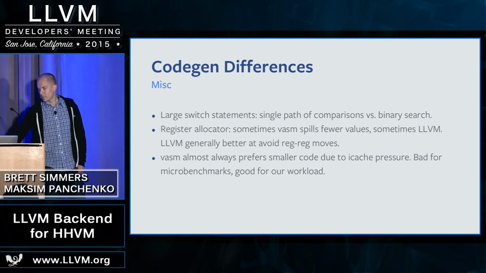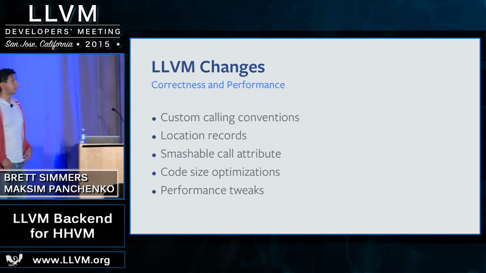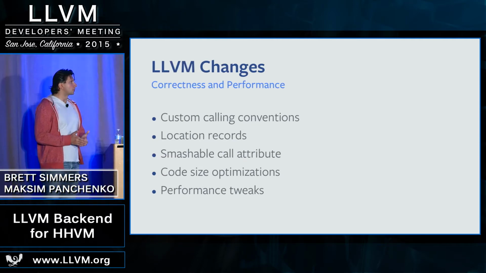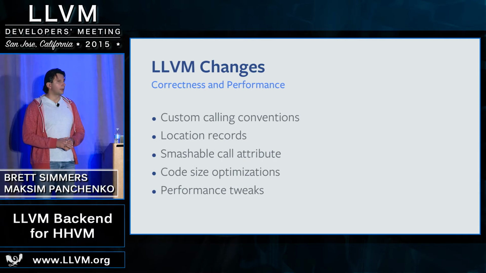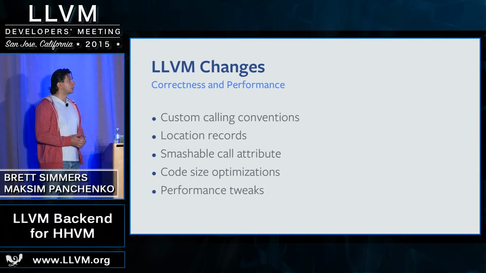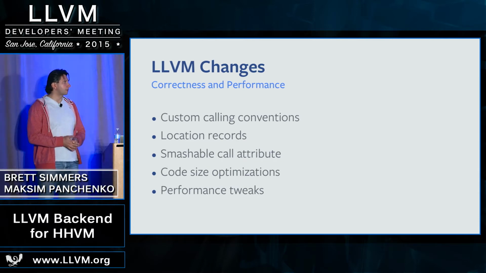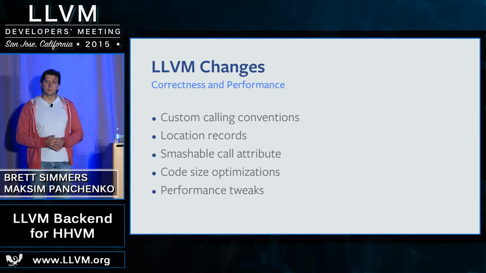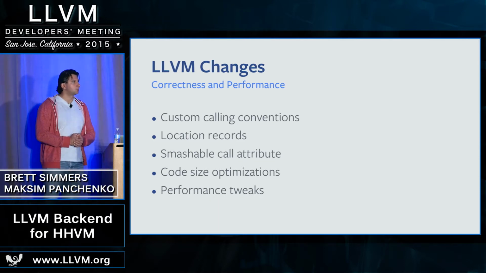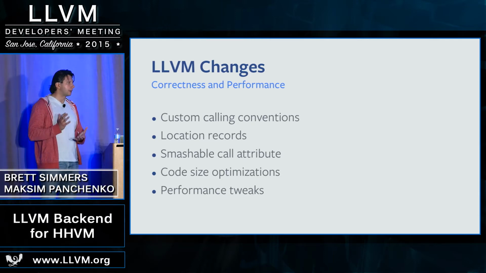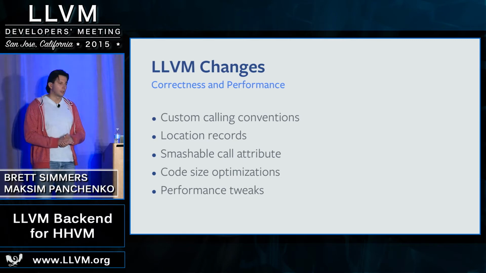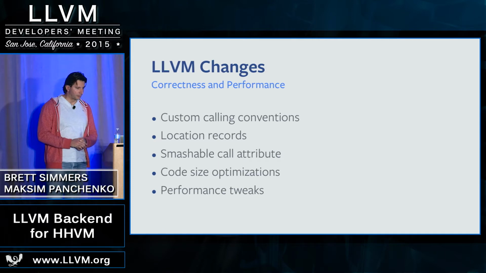And that starts now. Yeah, so Brett covered what changes we had to make to HHVM. I'm going to talk about what changes we had to do to LLVM. And why did we have to do them? It's because we had to teach the LLVM backend the tricks that our VASM backend was doing. And then we had to do tweaks and tunes to tailor it for our workload. Our workload is characterized by very large code size and a fairly flat execution profile.